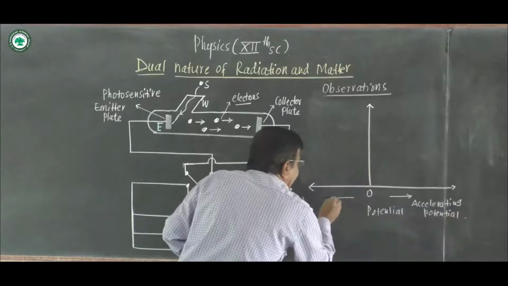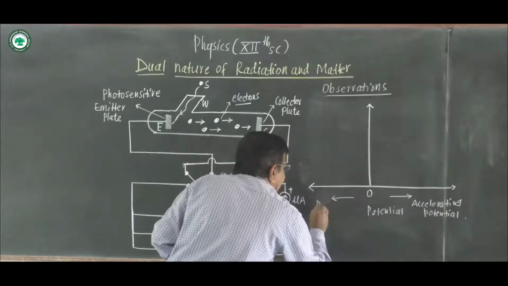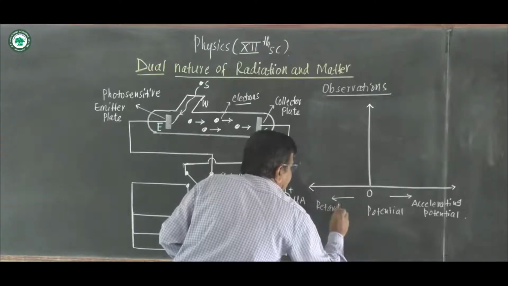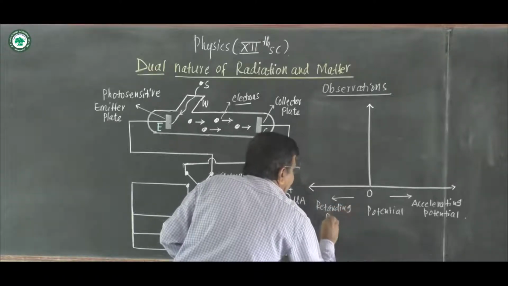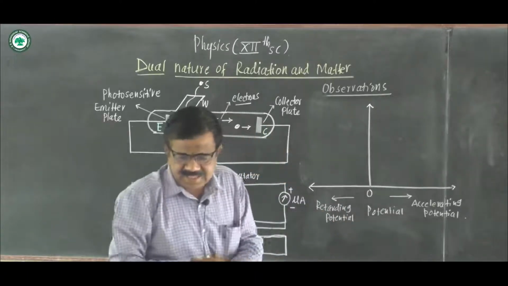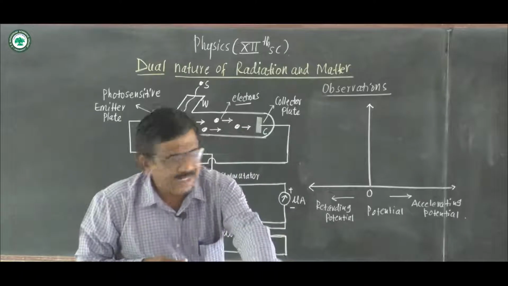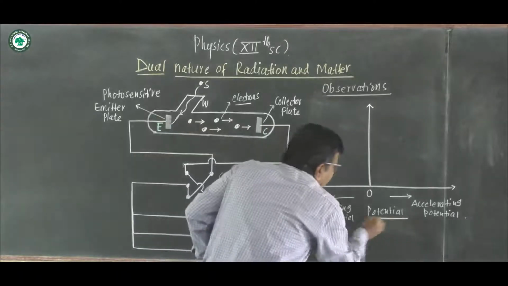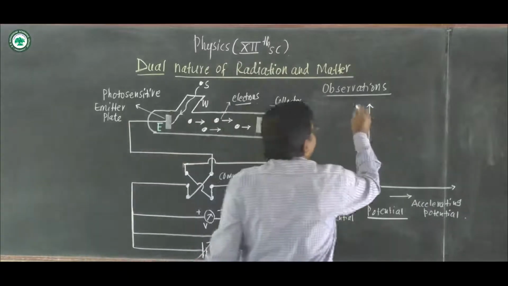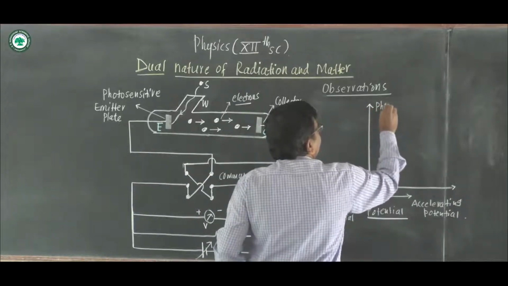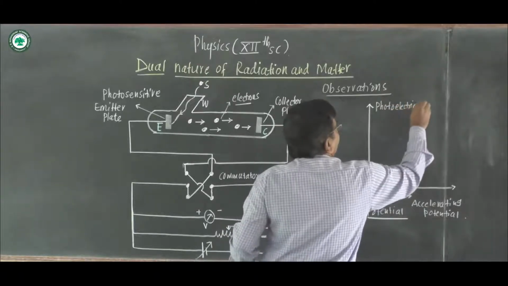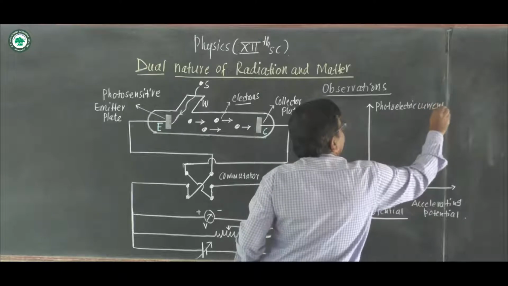here there is a retarding potential, that is the negative potential, towards the left. We call this the collector plate potential. This potential is the collector plate potential, and along this axis is the photocurrent, or photoelectric current.